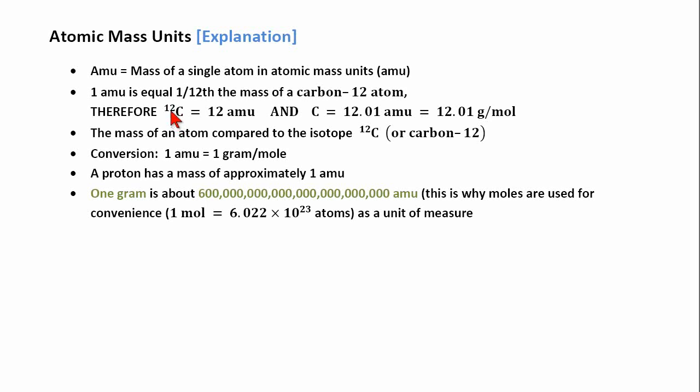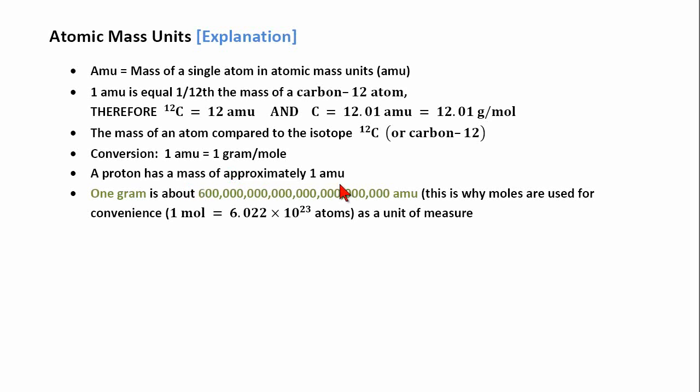So, carbon-12 by definition is exactly 12 AMU, and the element carbon, as defined in the periodic table, is 12.01 AMUs, which is also equal to 12.01 grams per mole because of how we define moles and grams and using Avogadro's number. So the conversion here is 1 AMU is 1 gram per mole, and a proton always has a mass of approximately 1 AMU.